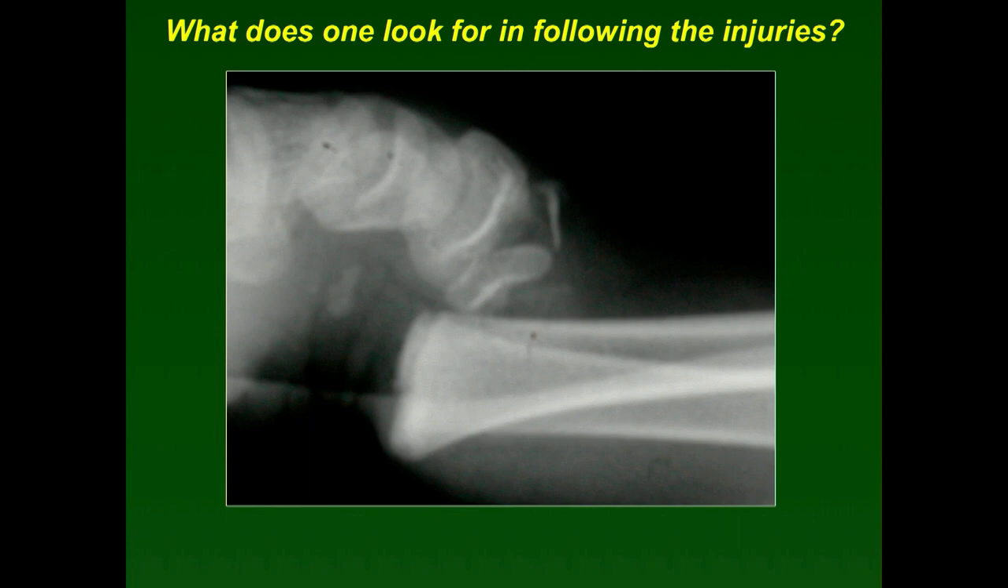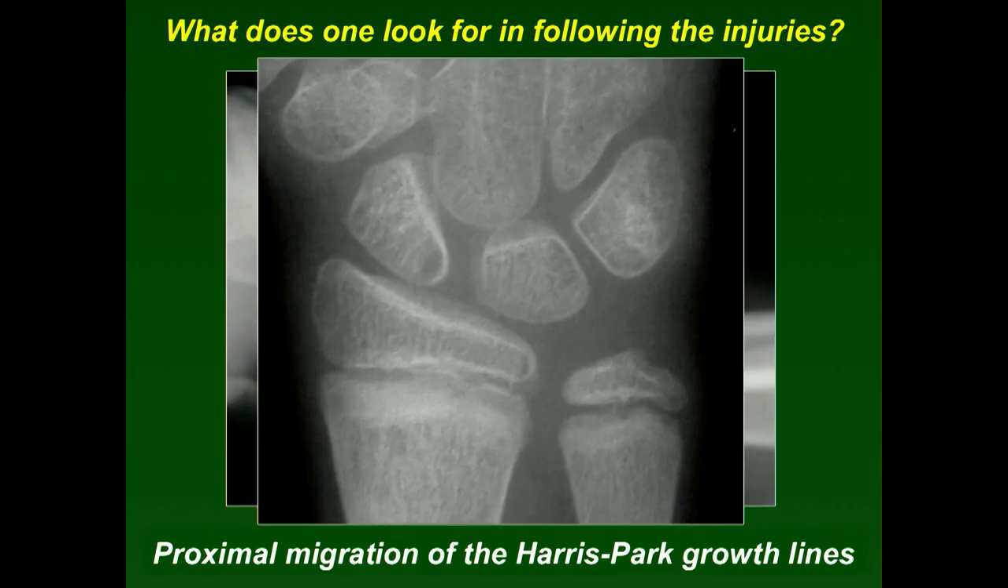Here you got this one, you reduced it, and it looks good. What do you look for? How do you know that it's going to grow, that it's growing? What do you look for? An open physis. An open physis, what else? The hair. Yeah, that's right.